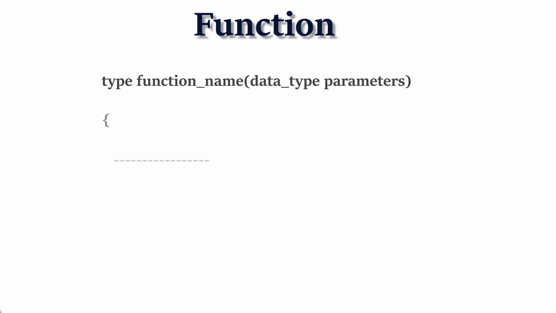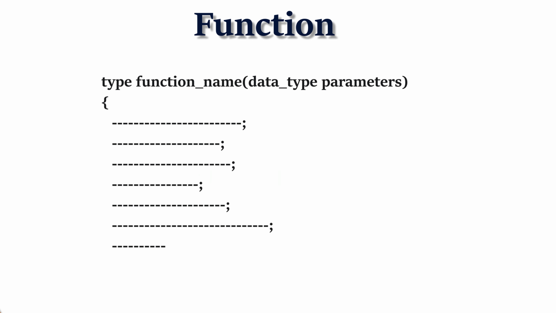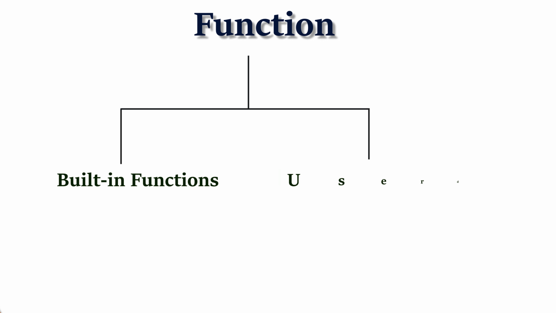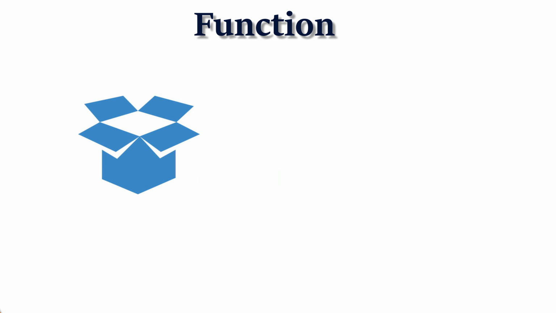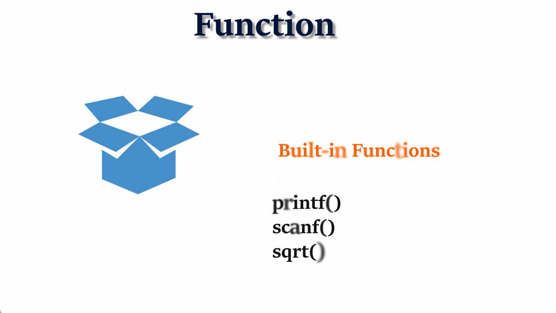A function is a block of code or group of statements that performs a single specific task. In general, there are two types of functions. They are built-in functions and user-defined functions. The functions which are already available in libraries or packages are called built-in functions. For example, printf, scanf, square root, etc.